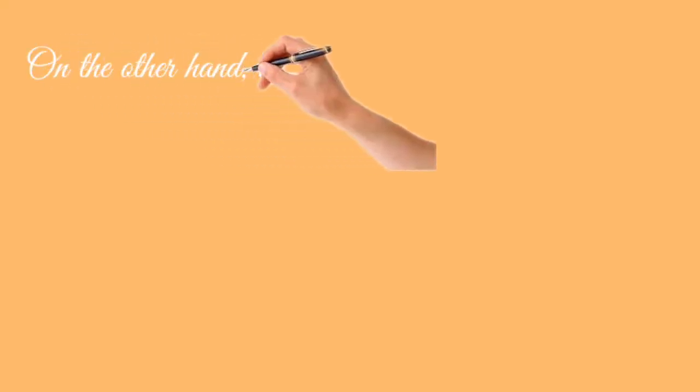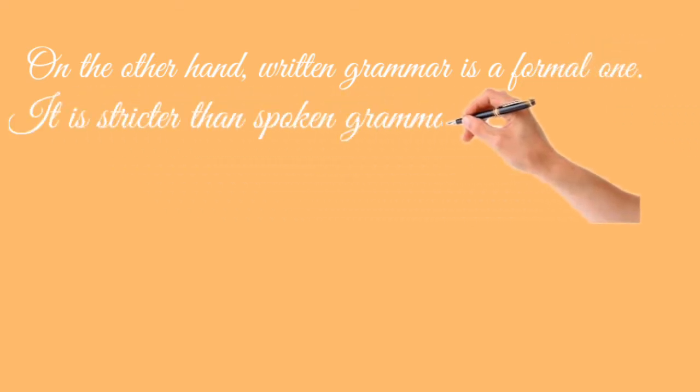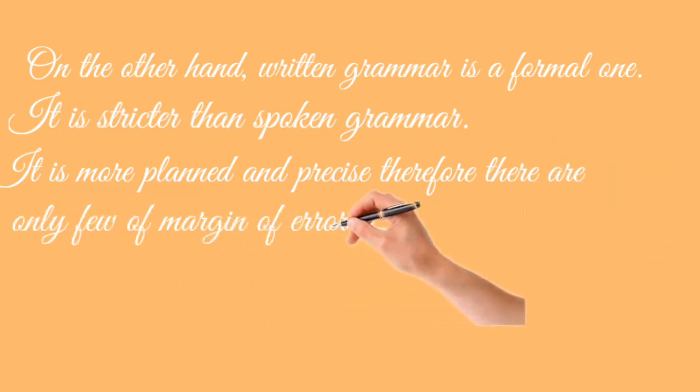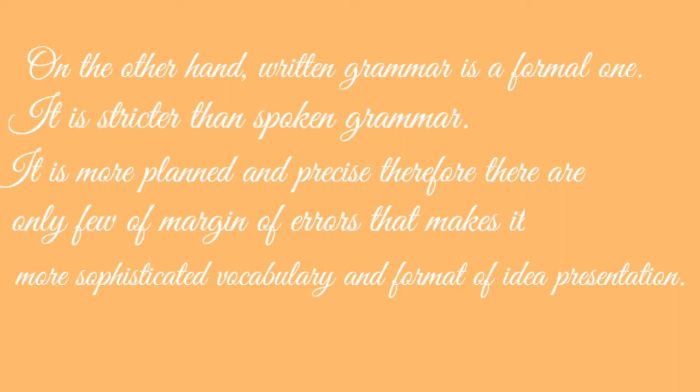On the other hand, written grammar is a formal one. It is stricter than spoken grammar. It is more planned and precise, therefore, there is only a small margin of error, and it has a more sophisticated vocabulary and format of idea presentation than spoken grammar.